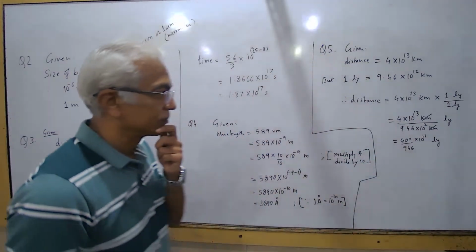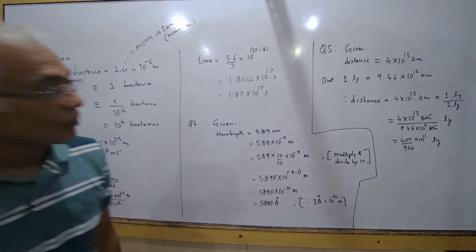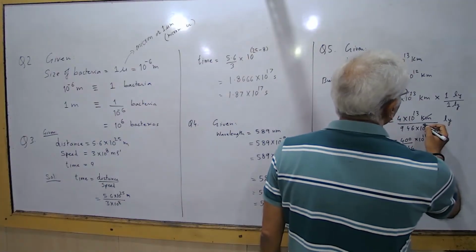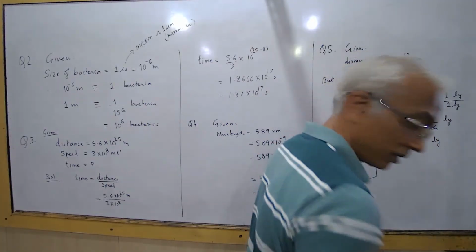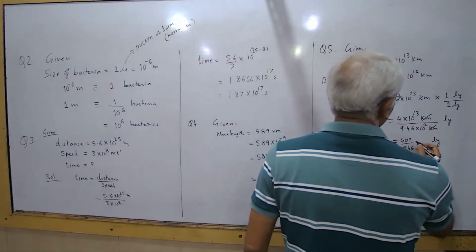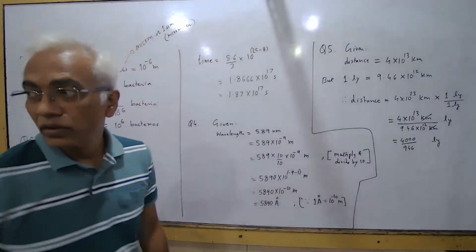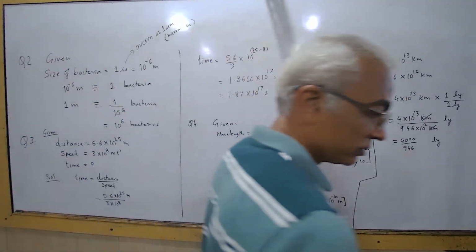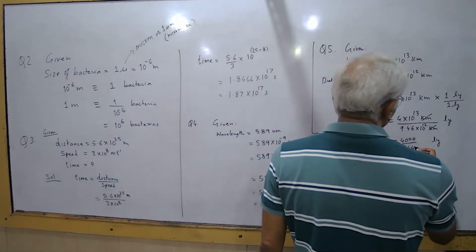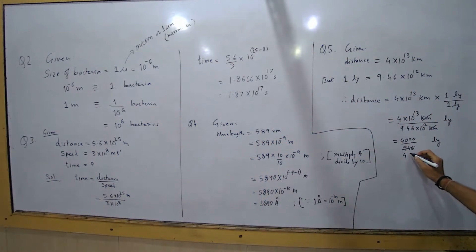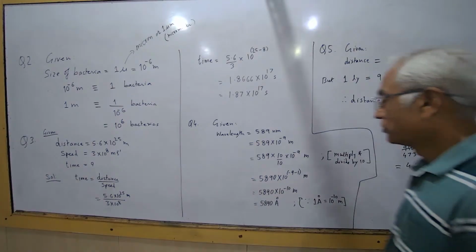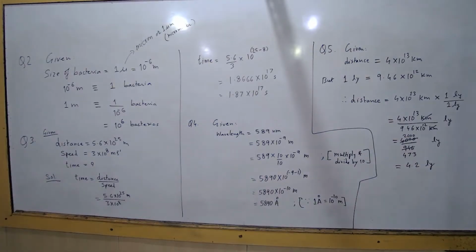Now you solve this. Yes, 12, correct. This 12, how much will it become? 1 will become, 10 will become, right? So how much is this now? 4000. Yes. So divide 4000 by 946. How much will this come? Roughly 4.2 light year should come. So what's the answer? 4.2 light year. So got it? How to convert the unit?